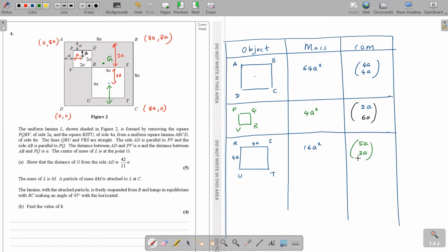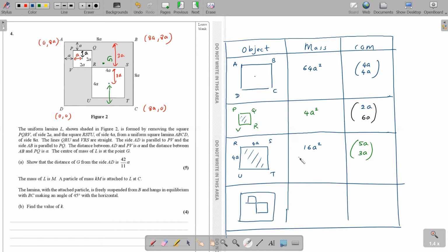Do you agree with me? Okay, and then these are the two squares that we remove. So these are the two squares that I'm removing. So what am I ending up with? In the ending shape, we remove these two squares. Can I know the mass of the resulting object?